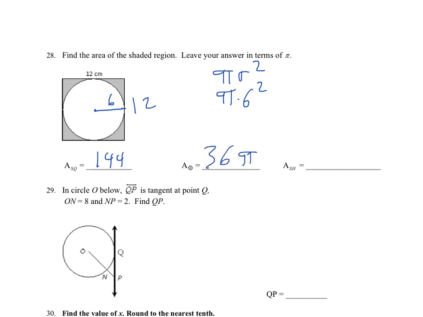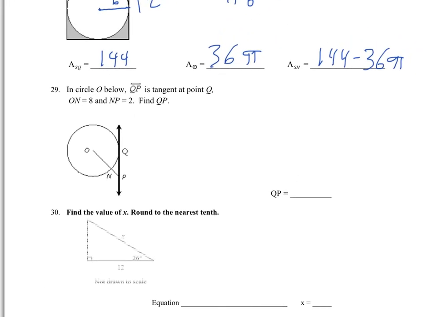36 pi. Now the shaded area is going to be the area of the square, 144, minus the area of the circle, which is unshaded, 36 pi. It asks for it in terms of pi. If we put that in our calculator, we'd end up with a decimal and have to round it, so we'll just leave it like that.